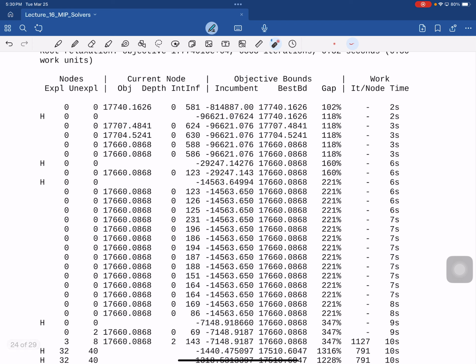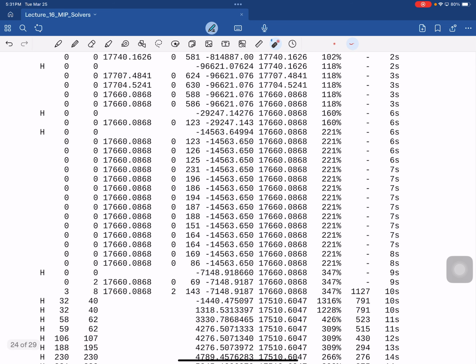Now, this column gives you the current node objective, and here it gives you the bounds. With the incumbent solution, if you are minimizing, the incumbent solution is an upper bound, and the best bound is a lower bound, right? And it calculates the gap based on those bounds. And here it gives you the solution time. Okay, so what this H means is that the heuristic found a solution, when this H shows up.